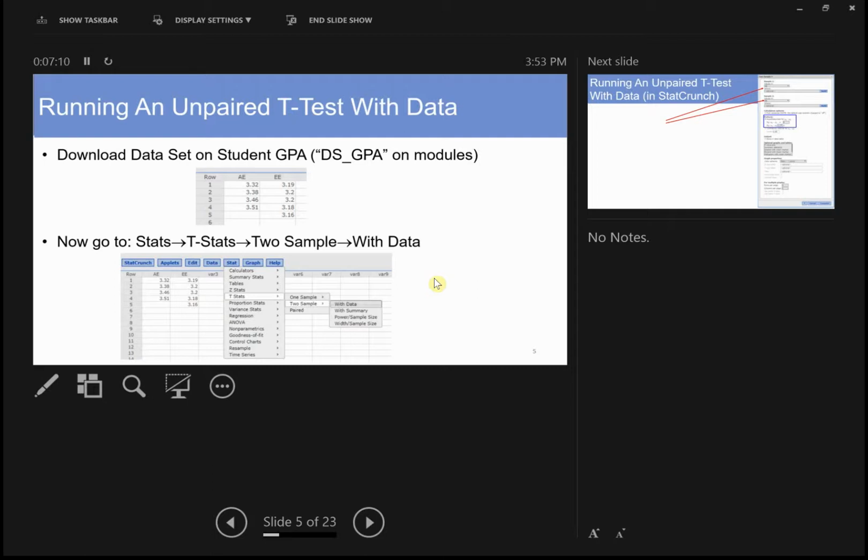Now notice what we said before. We said there's different ways of running this. Notice that you could either do it with data, if you have a data set, or you could do it with the summary statistics if you have the mean and the sample standard deviation and all that stuff. Okay? So go ahead and do that and see what you get.